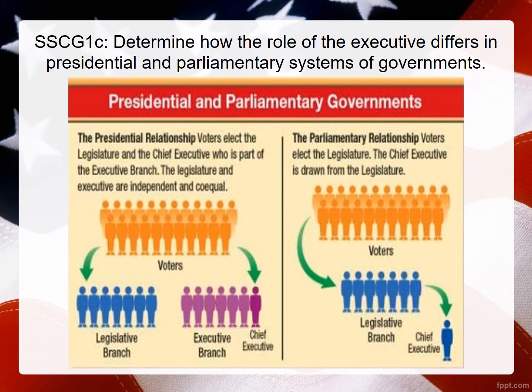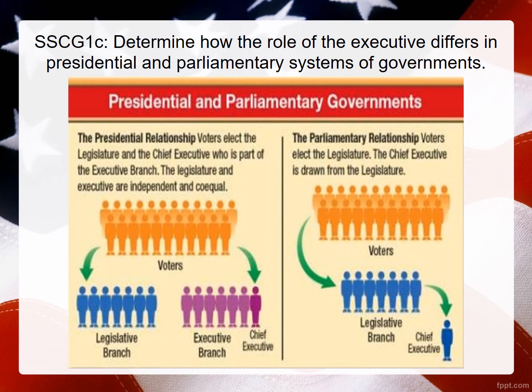Now, in a parliamentary relationship, the voters actually elect the legislature, but it's the legislature that then chooses who the chief executive is. A great example of this is Parliament in Great Britain. The voters within the country of Great Britain will elect those members who will go to Parliament and be a part of that legislature. But the people in Great Britain don't choose their prime minister. The prime minister, or the chief executive, is chosen by Parliament.